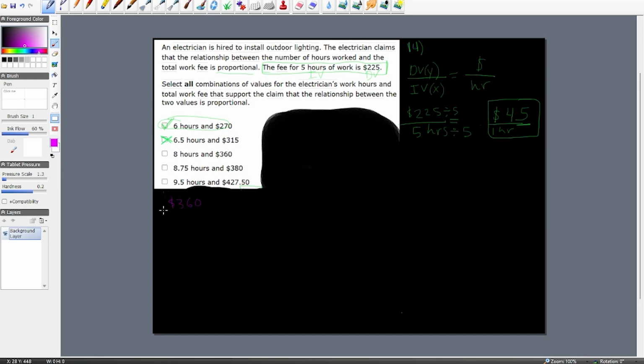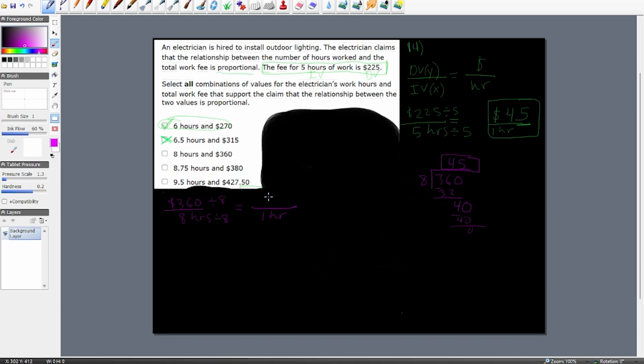$360 per 8 hours. Let's find the unit rate. Divide by 8, by 8. 8 divided by 8 is 1. And let's do some long division to find this. 360 divided by 8. 8 goes into 36 4 times, because 4 times 8 is 32. 6 minus 2 is 4. Bring down the 0. 8 goes into 40 5 times. And we're done.